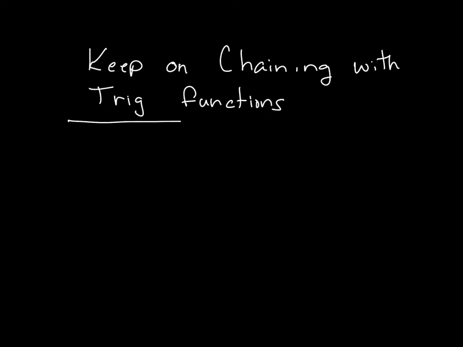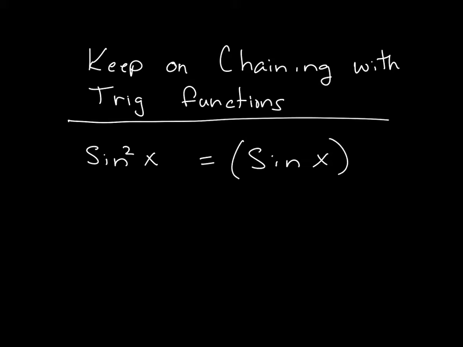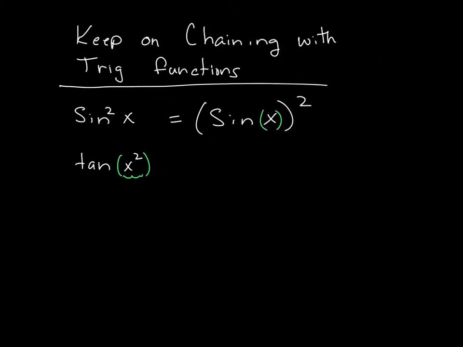Okay, to start off with, I want to make sure that some notation is understood. So if you have the sine squared of x, understand that that can be written as the sine of x quantity squared. If you have the tangent of x squared, that is understood to be inside here, where this is the argument of the trig function, and over here this is the argument x of the trig function. All right, so let's go ahead and look at that first example that I have.